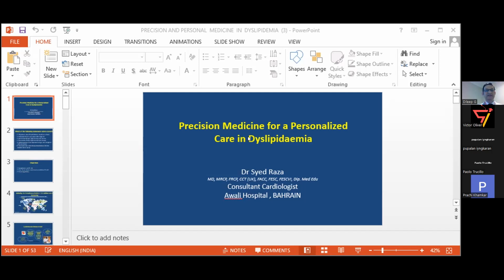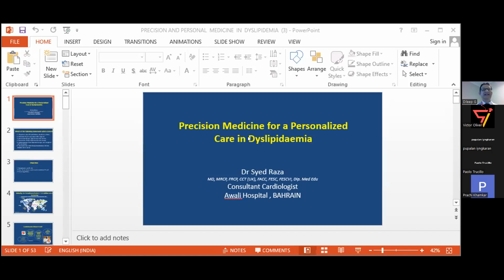Now, PCSK9, basically, these are the molecules that bind to the LDL receptors on the liver cells or hepatic cells. And what happens is they prevent the LDL from binding to these LDL receptors, leading to the LDL floating around in the bloodstream. So the blood levels of LDL are quite high.